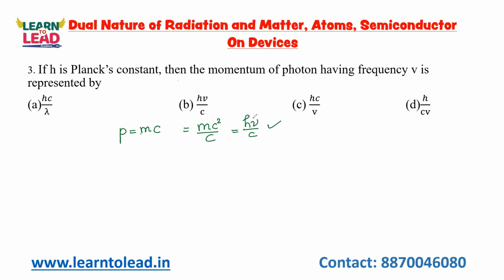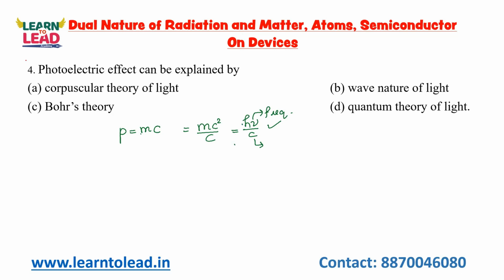So, mc square is equal to h nu by c. Here nu refers to frequency, c refers to the speed of light, and h is Planck's constant. This is a static equation. So, momentum is represented by h nu by c. Next.